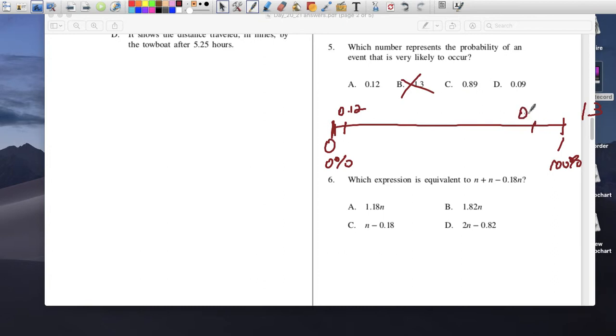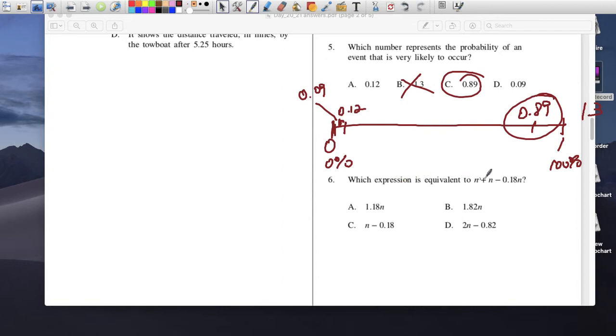0.89 is here. So that's very likely to happen. That's the one we know, because 0.09 is way over here. Well, the only number that represents something that's likely to happen, not guaranteed, but very likely to happen, is this one. That would be C.